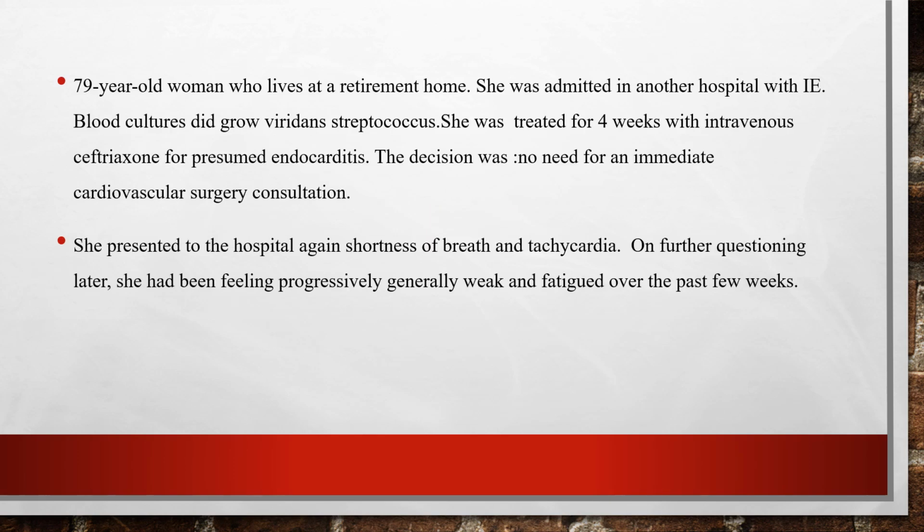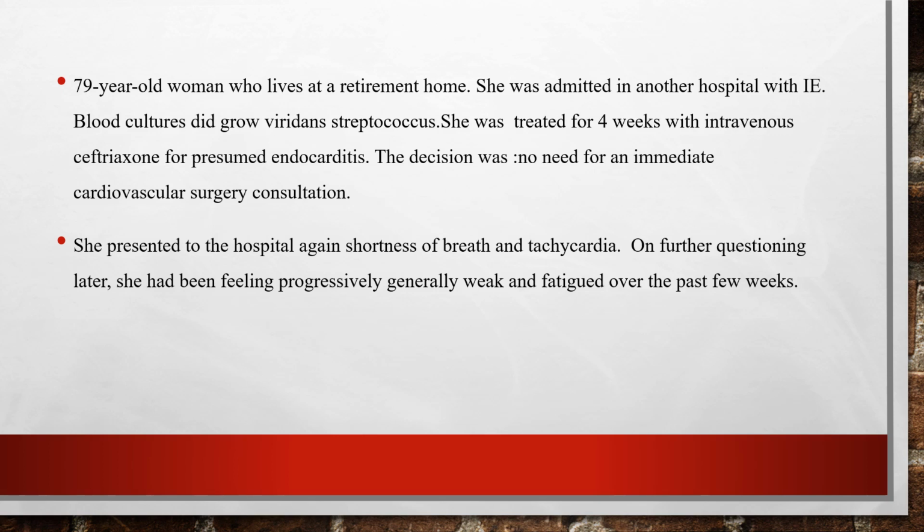Case 4 is a 79-year-old woman. She lives in a retirement home. She was admitted in another hospital with infective endocarditis. Blood culture grew Strep viridans. She was treated with 4 weeks of intravenous ceftriaxone as medical therapy after discussion with the cardiovascular surgeons, and the decision was made to manage her medically.